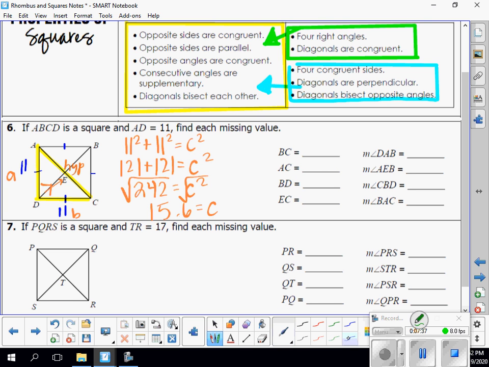So, if I go through here, I know that BC is 11 because all 4 sides are equal. I just found AC, it's 15.6. It asked for BD. Well, from a rectangle, squares get the quality that diagonals are congruent. So if AC is 15.6, so is BD. And then from a rhombus, from a parallelogram, they are told that E is the midpoint and that all of these are going to end up being congruent because it bisects it, and since the diagonals are congruent, it's going to make all of them congruent. So to find EC, I'd want to cut my whole thing in half, so 15.6 divided by 2 for 7.8.